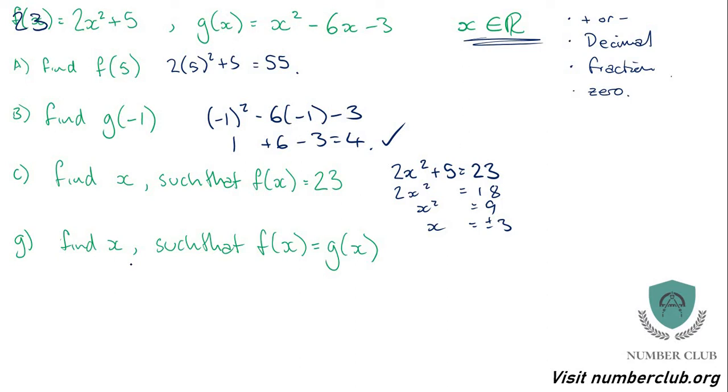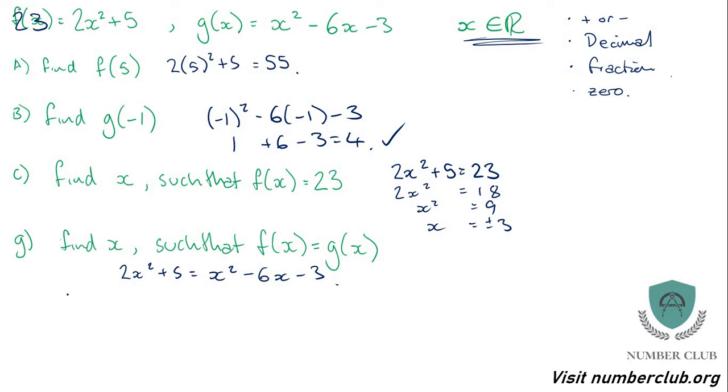f of x equals g of x. Well, f of x was 2x squared plus 5, which is equal to g of x, which is x squared minus 6x minus 3. Quick pro tip with this one: try to make sure that you've got your positive version of x squared showing, so don't move everything over to the right hand side, even though there's only 2 terms, because you'll end up with a negative x squared. Try to make it so that you produce a positive x squared wherever possible.